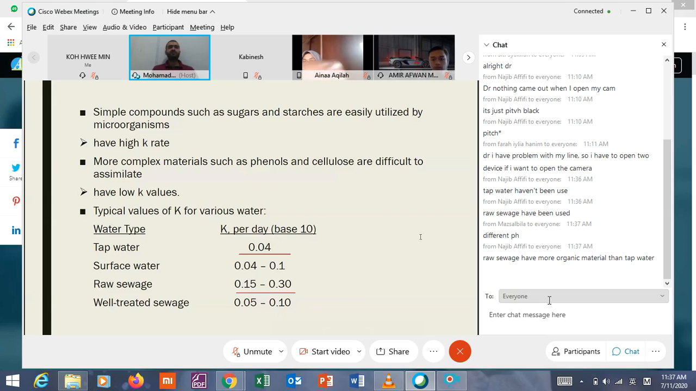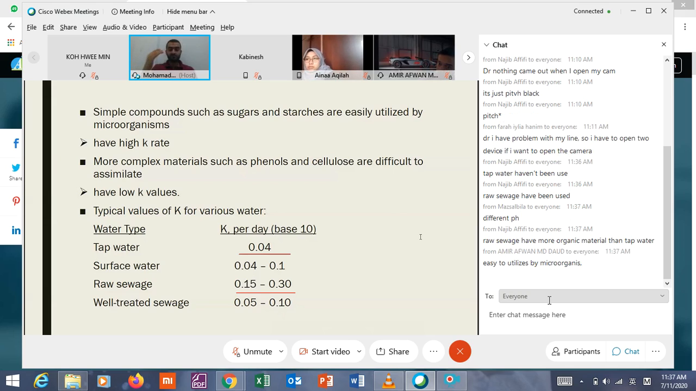Okay, the raw sewage has more organic material. Yes, correct. The raw sewage has more organic material than tap water. So there is more sufficient food for the bacteria in the raw sewage, so it will encourage the bacteria to act in a more rapid way. So the K will be higher.